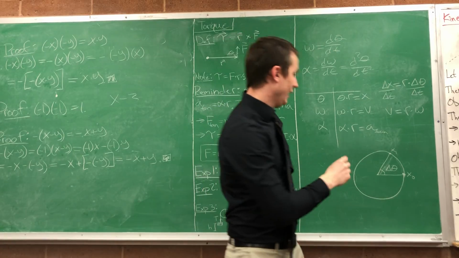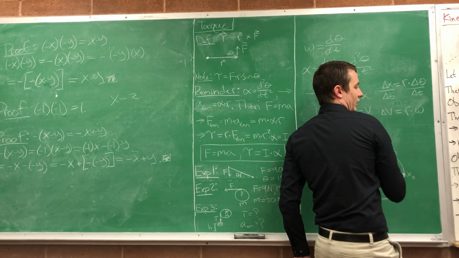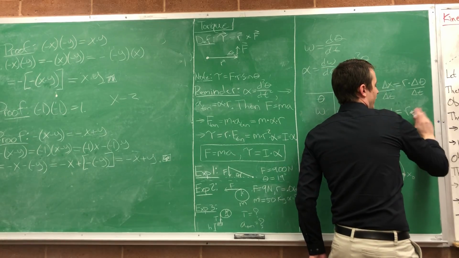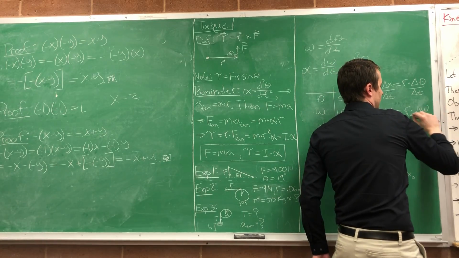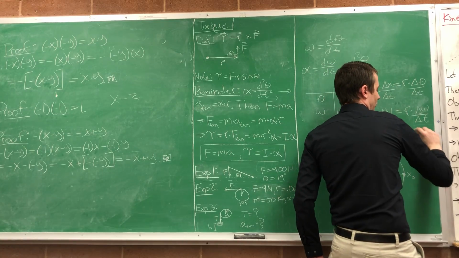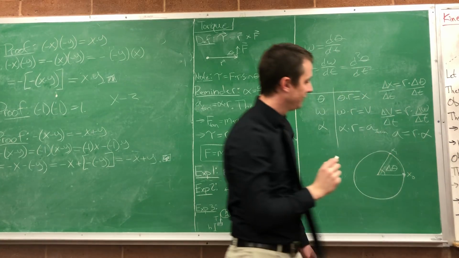And if you do that over delta t, and now if I look at change in velocity over time, then that's the same as looking at a change in omega over time. And that's going to give me my acceleration is equal to r times alpha. That's where it comes from.